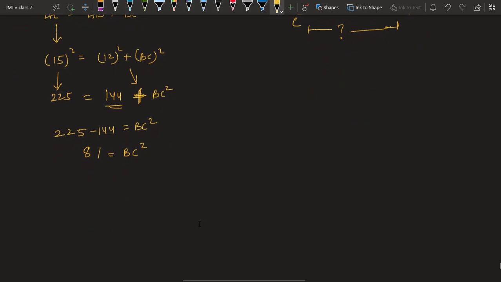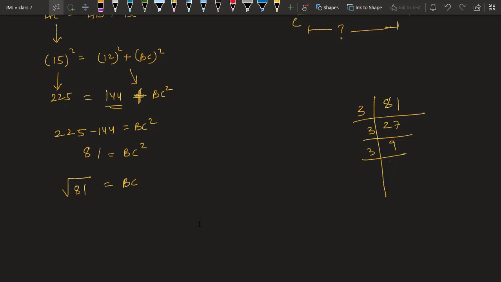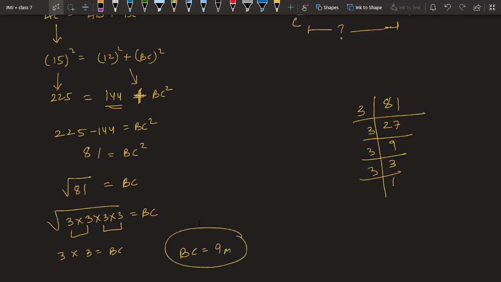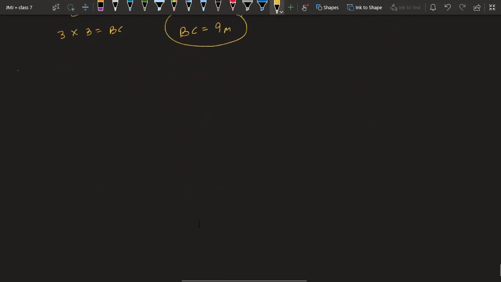That means BC is equal to under root 81, and although we know 81 is a square of 9, so the answer is 9 only, but still let us find it. 3 27's are, 3 9's are, 3 3's are, and 3 1's are. So we can write this 81 as under root is equal to BC. So what will come out? 1 3 and second 3. So the answer is BC is equal to 9 meters. That's it.